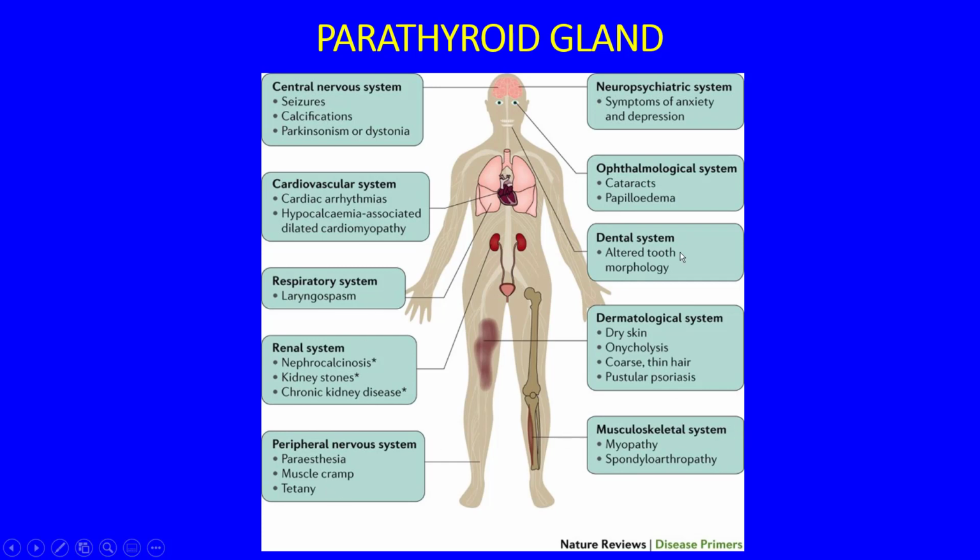Now, this gives you sort of a greater rundown of some of the symptoms you're going to see in the various parts of the body due to hypoparathyroidism. Keep in mind several things. One, some of them will show off much earlier, whereas others would show off much later after the damage to the parathyroid glands. So things like dry skin and coarse thin hair and pustular psoriasis, kidney stones, nephrocalcinosis, chronic kidney disease. A lot of these might take some time. Cardiac arrhythmias, seizures, calcification, Parkinsonism, dystonia. It depends on whether the patient is being monitored post a thyroid or parathyroid gland removal.